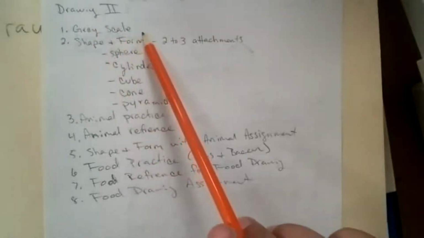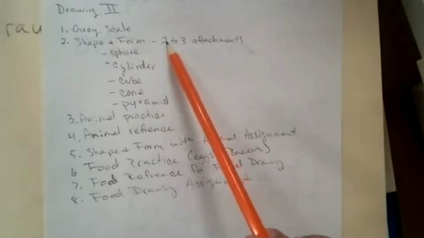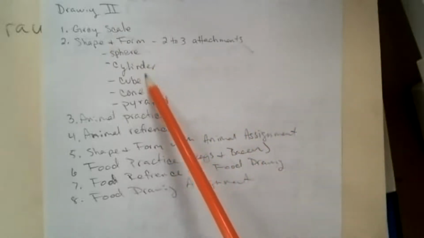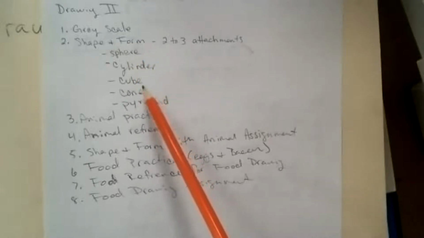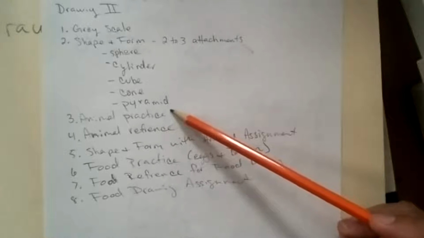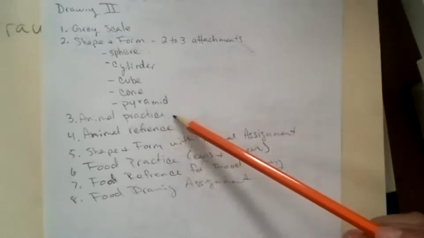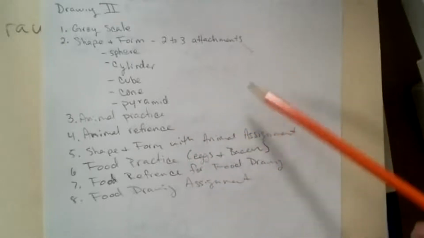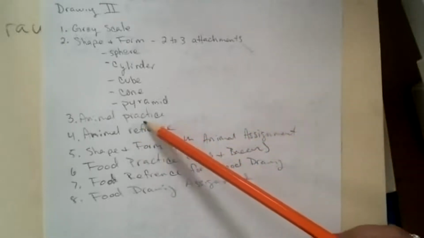So we have 1 grayscale, 2 shape and form. You should have 2 to 3 attachments because you were supposed to draw multiple of these. So it was the sphere, cylinder, cube, cone, and pyramid. Then you've got the animal practice. Remember we had tried drawing the frog, which is the one that had the shape where it looked like it was kind of reaching out. So that was the practice there.